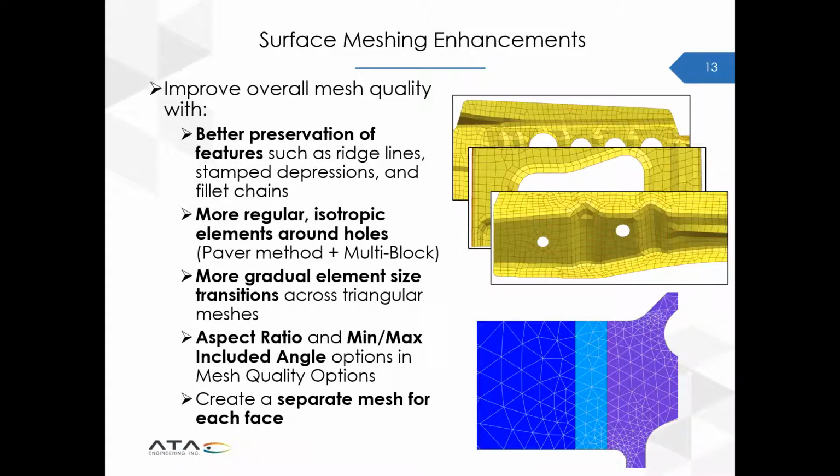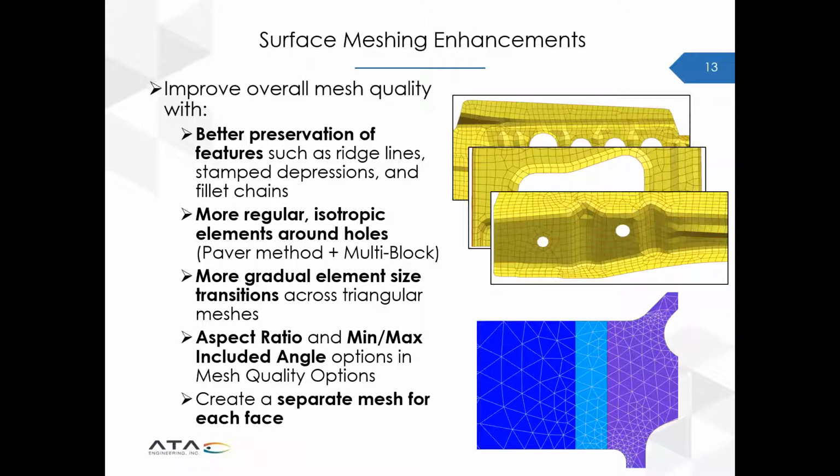And in general, these enhancements improve the overall quality of automatic surface meshes by lowering element quality failures and improving the aesthetic quality of the mesh. So first, the software can automatically identify and preserve special features, including ridge lines, stamped depressions, and fillet chains. So we see that over here. It's going to maintain a fillet chain like that. We can see that it has nodes going along a ridge line. It captures our stamped depressions. So that's pretty cool. And in order for it to do this, you need to have both the multi-block decomposition and the CAD curvature abstraction options checked on.